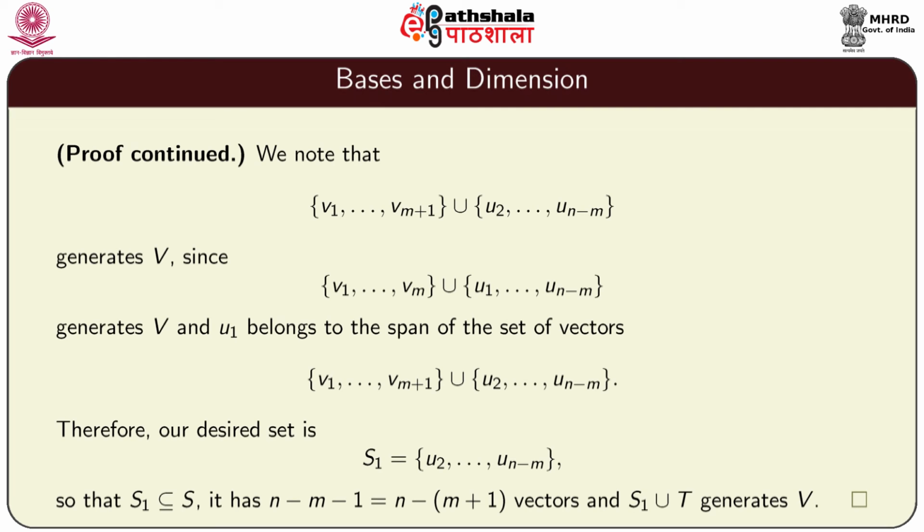First claim is that V1, V2, ..., V(m+1) union U2, U3 and so on up to U(n-m), this set generates V. Why is that so? Because V1 to Vm union U1 to U(n-m) generates V, and U1 belongs to the span of the vectors V1 to V(m+1) union U2 to U(n-m).